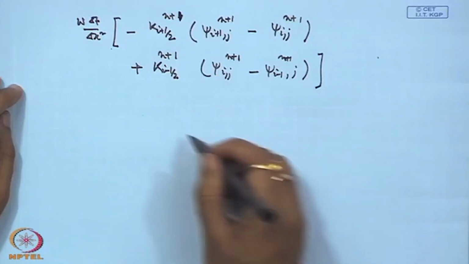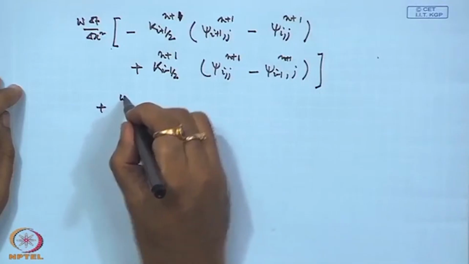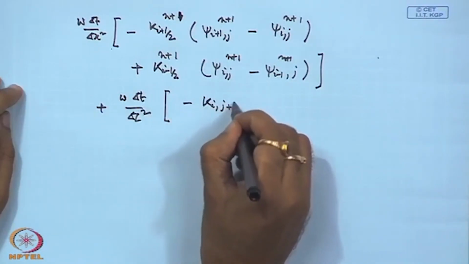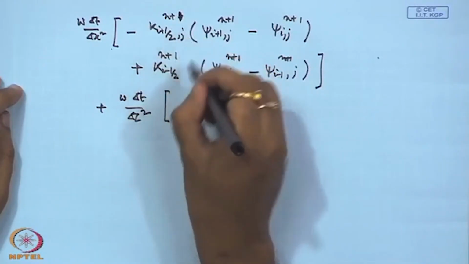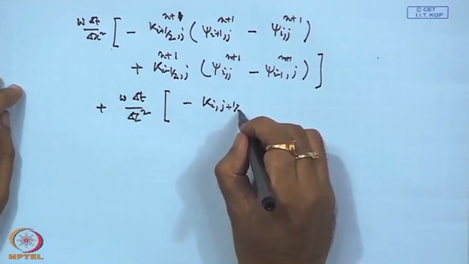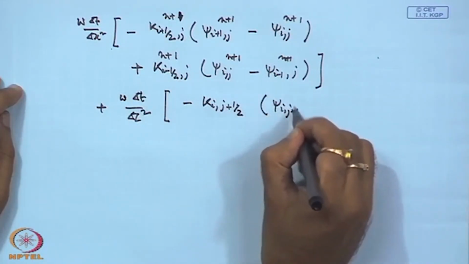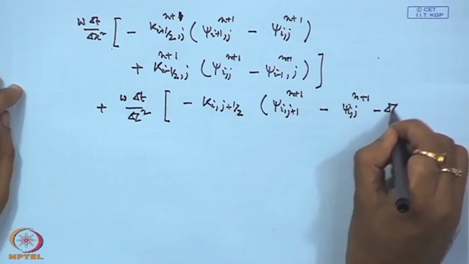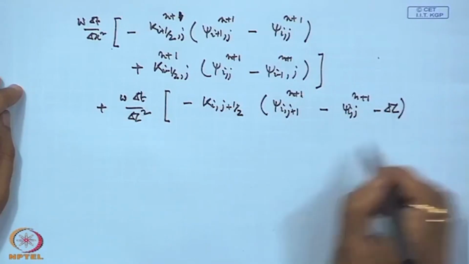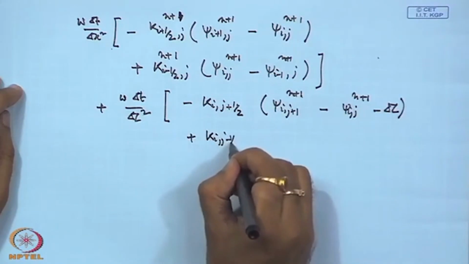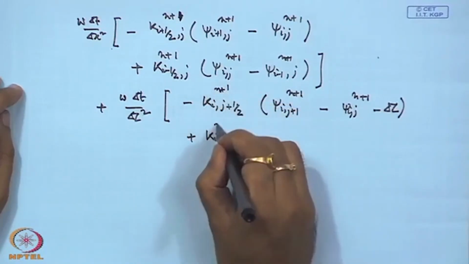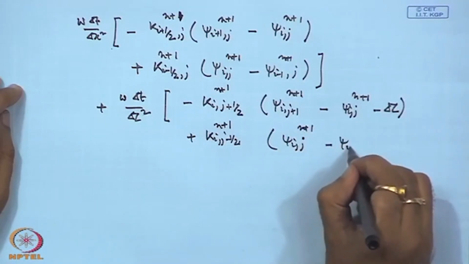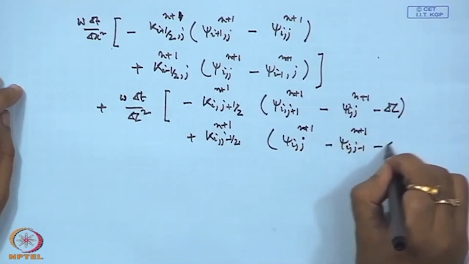And the next one is related to this z, which is z square, minus K i j plus half, this is i plus half j, i minus half j, this is i j plus half, and this is psi j plus half n plus 1 minus psi i j at n plus 1 level, del z, plus K i j minus half, both are at n plus 1 level, psi i j n plus 1 minus psi i j minus half n plus 1, minus del z.